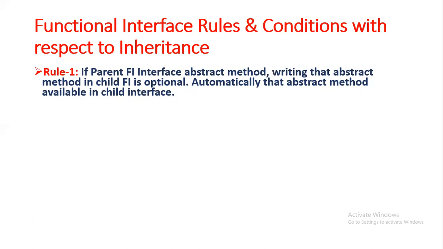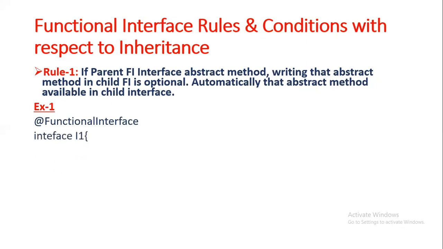So writing that abstract method in the child functional interface is optional. Why? Because automatically it's available in the functional interface. We can write the parent functional interface's abstract method in the child interface, or no need to write. Writing is okay, not writing is also okay. By default, if you're not writing, it is available. If you're writing, okay. Anything is okay.